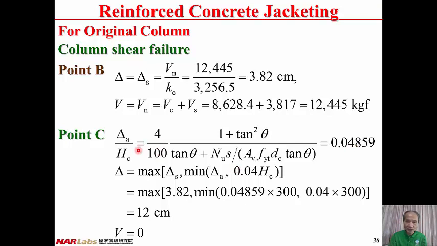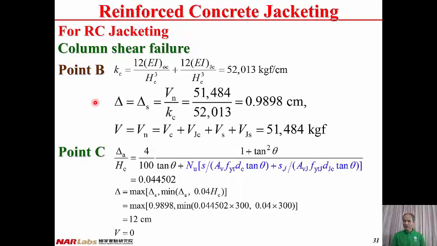And then we can come up with delta equal to delta A, and the lower bound is delta S, and the upper bound is 0.04 Hc. And in this case, the upper bound controls, delta equal to 12 centimeters, and V equal to 0. At this point, the strength of the column disappears.